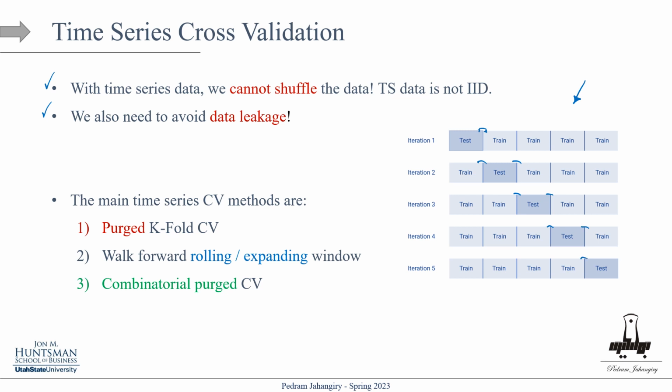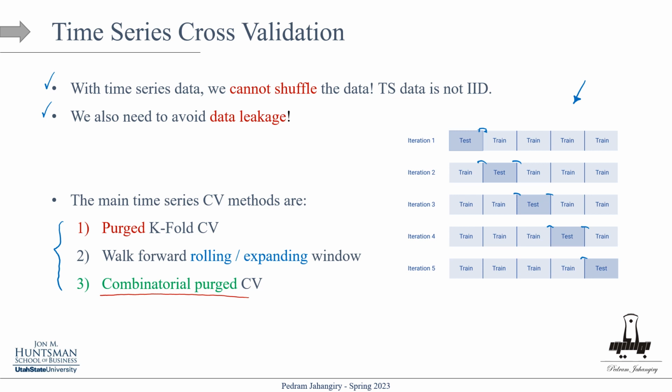Based on these requirements, we're going to deal with different cross-validation methods for time series, but the three most commonly used ones, or the ones that work in practice, are these. The first one is Purged K-fold cross-validation. The second one, which you have most probably seen before, is walk-forward rolling or expanding windows cross-validation. And the third one is combinatorial purged cross-validation, which is quite an interesting one, developed by Marcos Lopez de Prado, who talks about this method in his fantastic book called Advances in Financial Machine Learning.